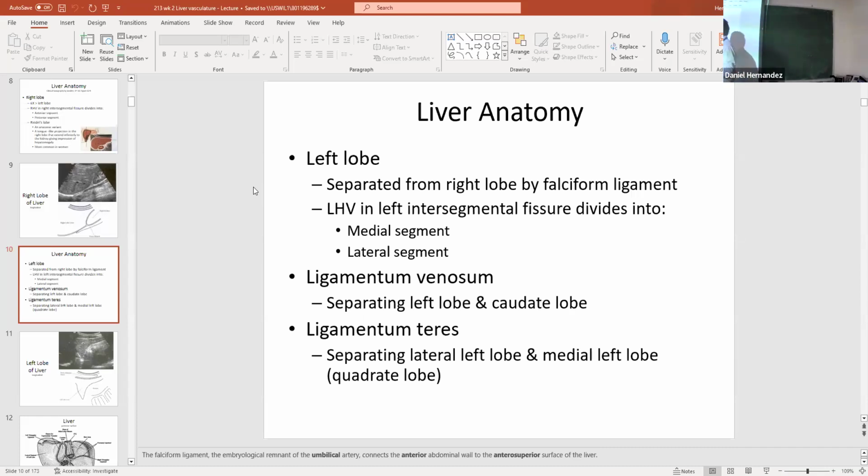Even though the medial segment is more medial in comparison to where it lies in the body, particularly with the left lobe, which kind of comes to here, the lateral segment is here, kind of more midline, and the medial segment is actually a little more lateral. So just think of it in relation to the liver. This is the lateral segment of the liver. This is the medial segment of the liver.